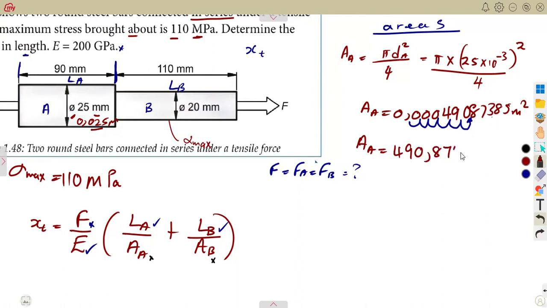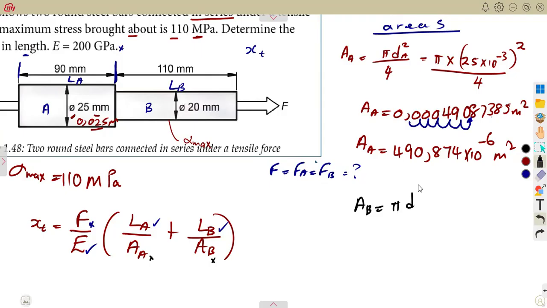490.87, this is going to change into 4 times 10 to the exponent of -6. I think we are used to that, guys. Okay. We have got our area at A. At B, we have the diameter, so we can do the same.